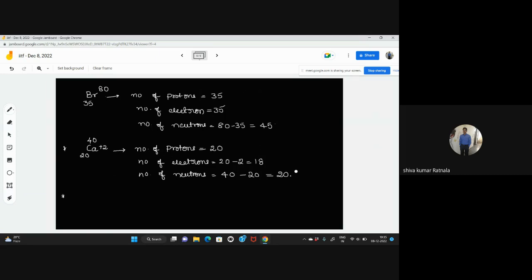Now coming to this example, I have written calcium plus 2, 20 and 40. Calcium's atomic number is 20, so the number of protons will also be 20. For electrons, the neutral atom has 20 electrons, and plus 2 means a loss of 2 electrons, so 18. The number of neutrons will be the same. Let me take one more example, so we can understand very clearly.